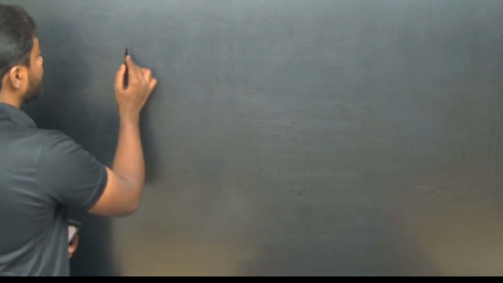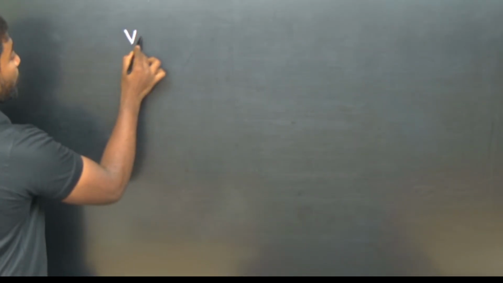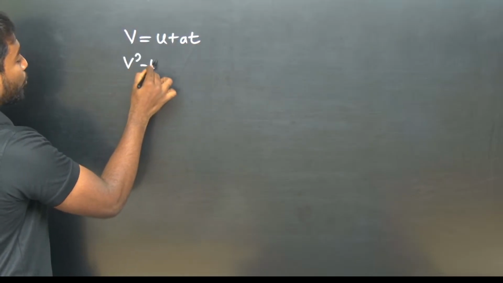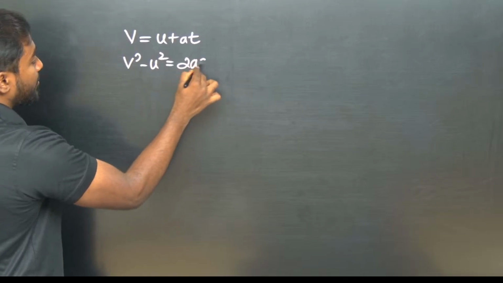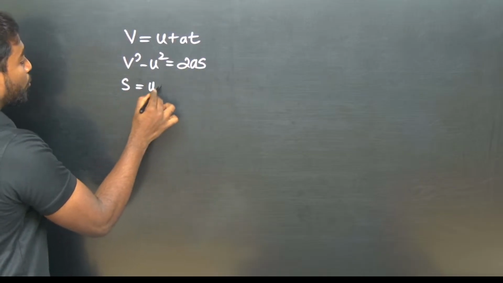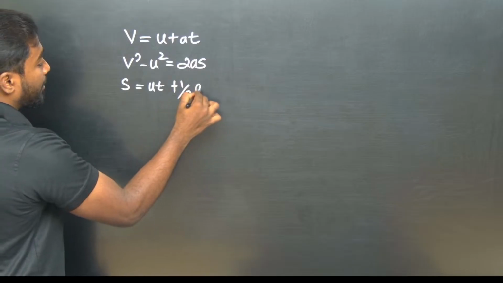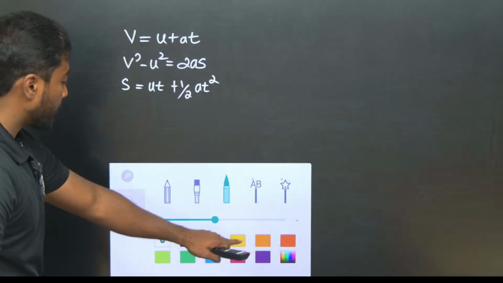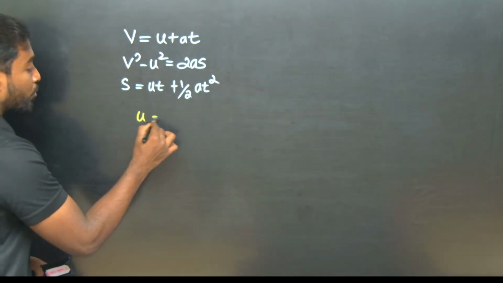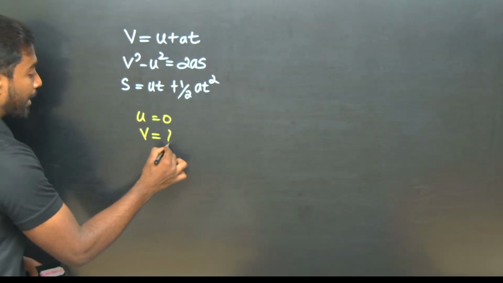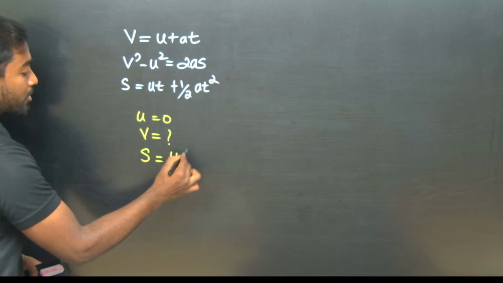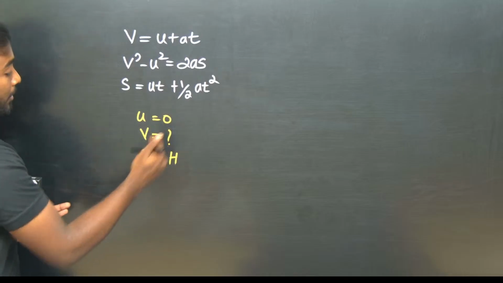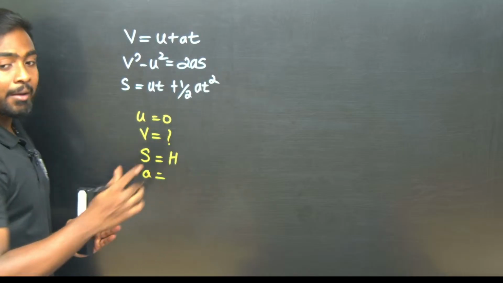What are the equations? v equals u plus at, v square minus u square equals 2as, and s equals ut plus half at square. Now let me take the given terms. u equals 0, I need to find v, and s equals h, the displacement that has taken place. And a equals plus g or minus g?